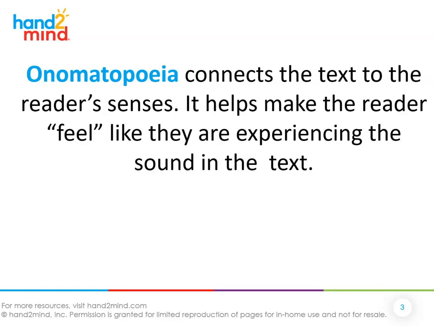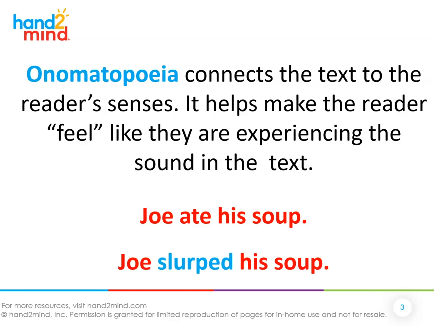For example, if we have the sentence, Joe ate his soup. This is a perfectly good sentence, but there's really nothing special about it. All I know is that Joe is eating, and he's eating his soup. But if I have this sentence, Joe slurped his soup, the word slurped gives me an idea of what it sounded like when Joe was eating his soup. You can almost hear the sound of somebody slurping or sipping the soup off of their spoon. Slurped would be an example of onomatopoeia.